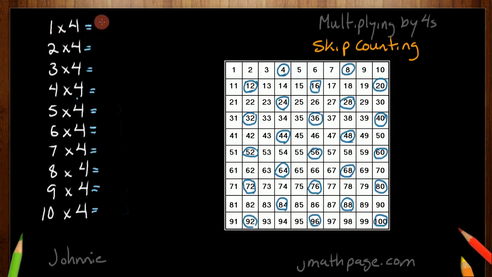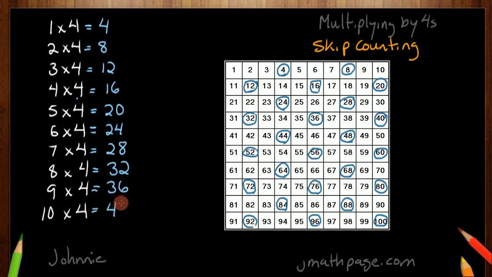1 times 4 equals 4. 2 times 4 equals 8. 3 times 4 equals 12. 4 times 4 equals 16. 5 times 4 equals 20. 6 times 4 equals 24. 7 times 4 equals 28. 8 times 4 equals 32. 9 times 4 equals 36. And 10 times 4 equals 40.